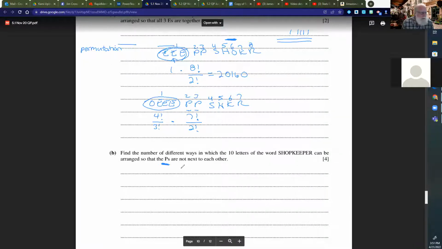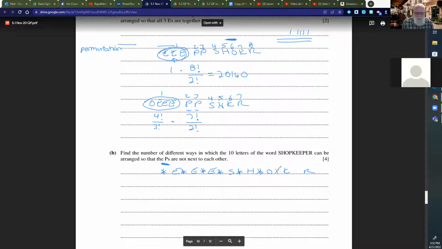So I could even write the letters, right? E, S, H, O, K, and R. Is that true? Now, the reason I didn't put any P's is because where are the P's going to go? They're going to be separated. They're going to be the stars. All right, now here's the thing.